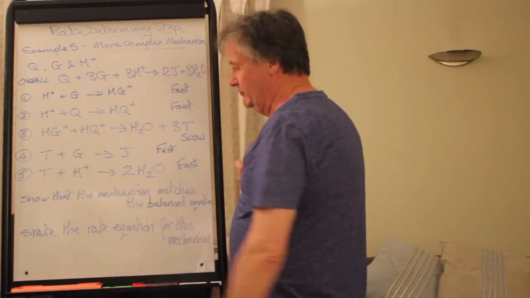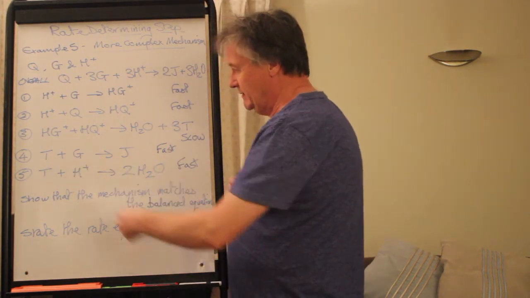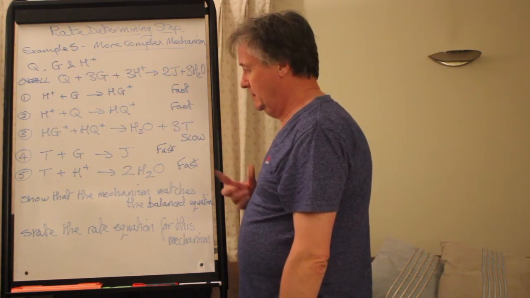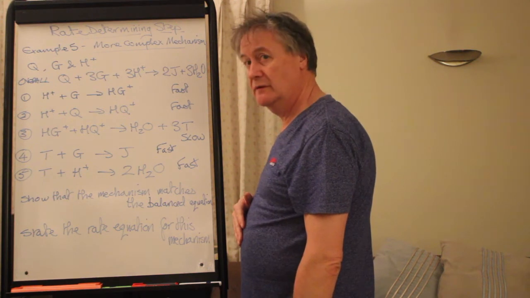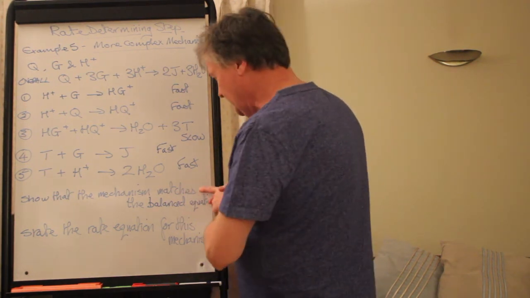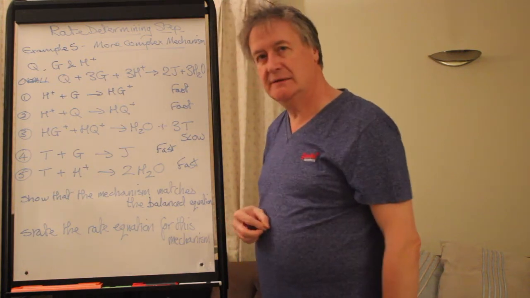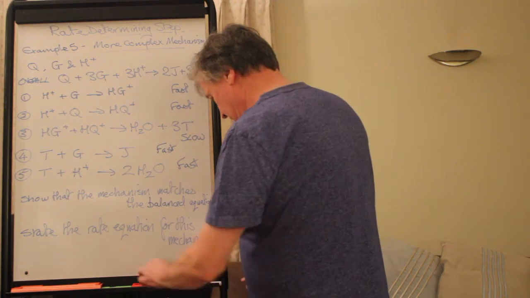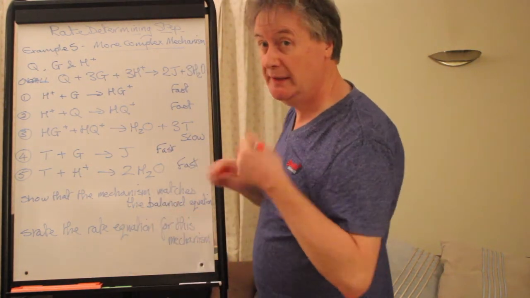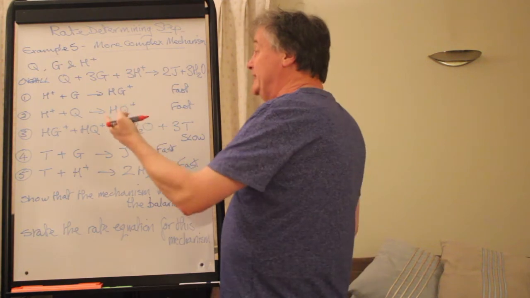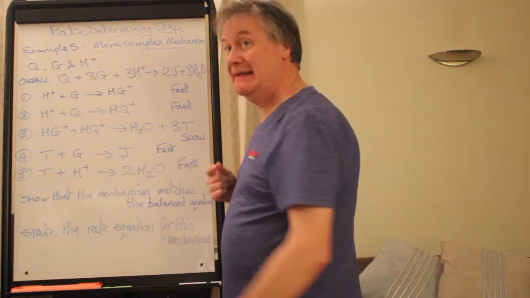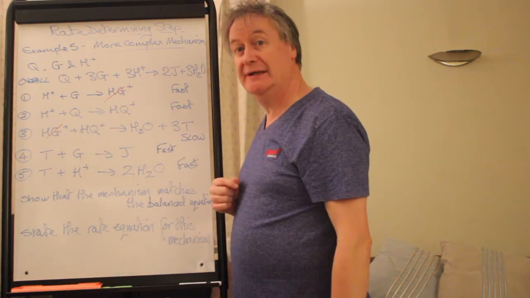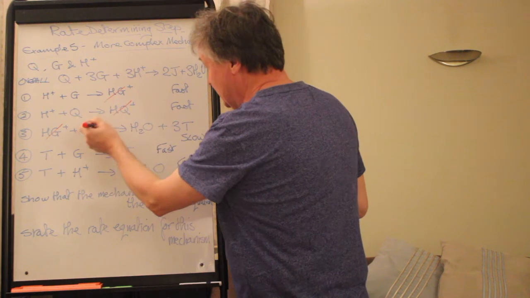And then you mop the mechanism up with a T and a G making a J, and a T and an H plus making water, two waters. So the first thing is, does the mechanism match the balanced equation? Now you look at that and go, I have no idea. Then you need to take it logically. Remember, it is about what appears on the right and then appears on the left later. So that appears on the right and then on the left later. Similarly, so does that.